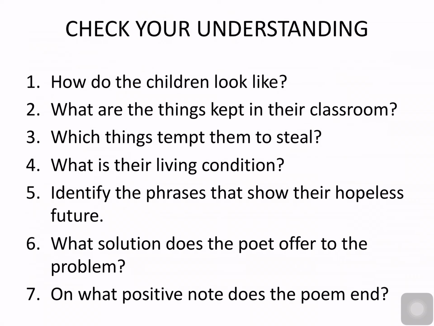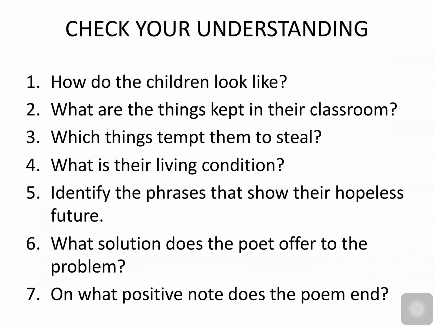What solution does the poet offer to the problem? In the very last stanza, the poet says that the inspector, the visitor, the governor have to take certain prominent steps to bring these children to the mainstream society, to the open environment where they can run freely, express themselves freely, where they have no tension. Every barrier of theirs should be broken, and they should be brought to the open world where they can express themselves.